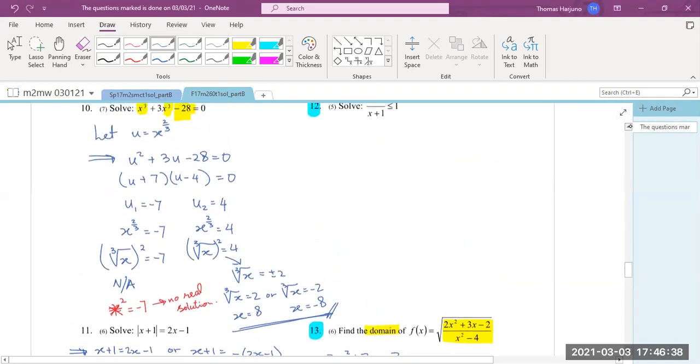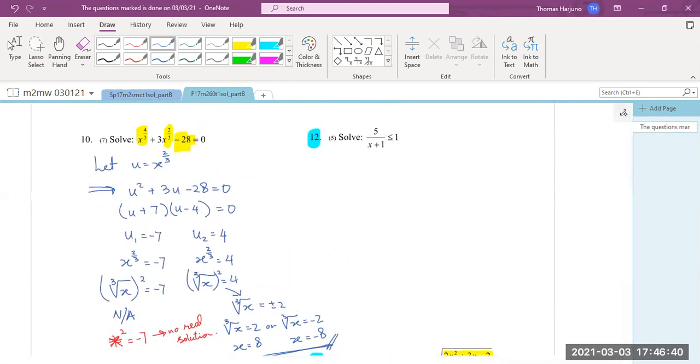Okay. Now number 12, this question is simpler, but plenty of people make mistakes on this simpler question. The one that I have to warn you ahead is do not multiply by LCD. So don't do this.